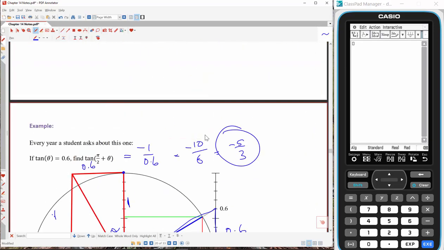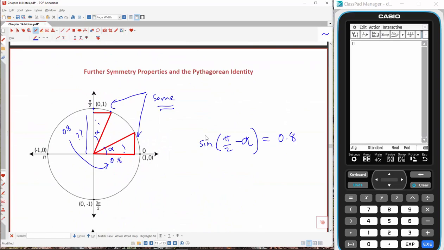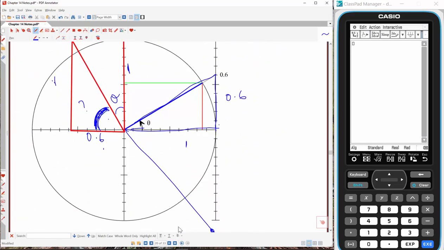Is it actually given to you? Curious the notes have it. No, they don't. So yeah, that's the Pythagorean identity.